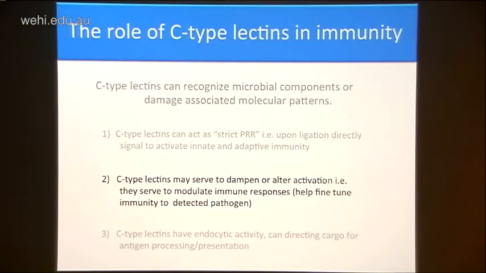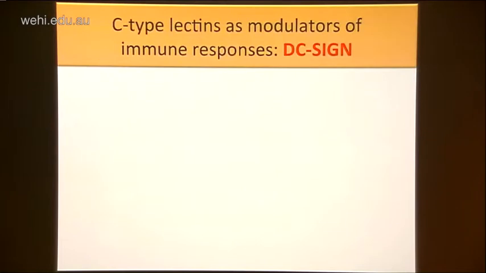This brings me to the second part of the talk, where we switch from directly activating more to having a modulation function. And you can see that this is actually overlapping. They can do both. The first example I have is of DC-SIGN. So I don't know whether you've heard of DC-SIGN, but DC-SIGN is expressed on human myeloid cells, particularly in certain dendritic cell subsets found in the mucosa and in the skin.